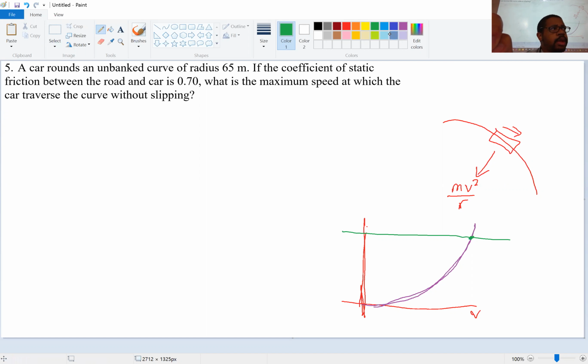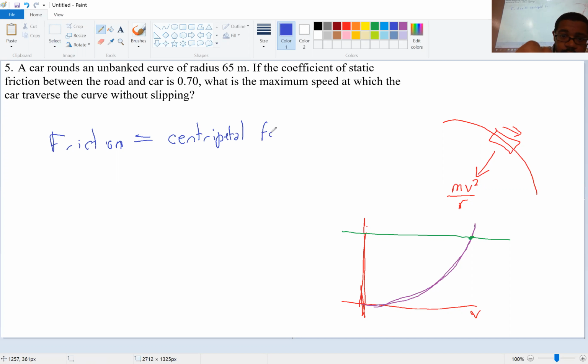Does that make sense, by the way? It's just kind of a different way of looking at it. I'll just use blue in this case. So basically, we want to see when friction is equal to the centripetal force.